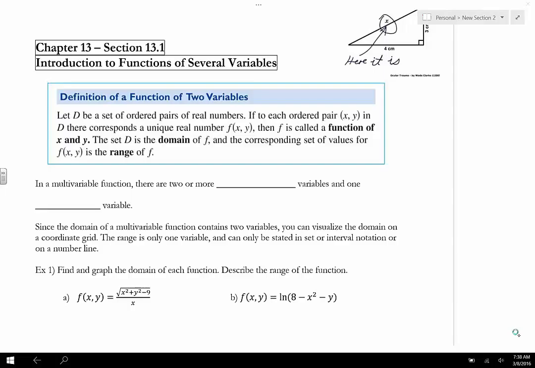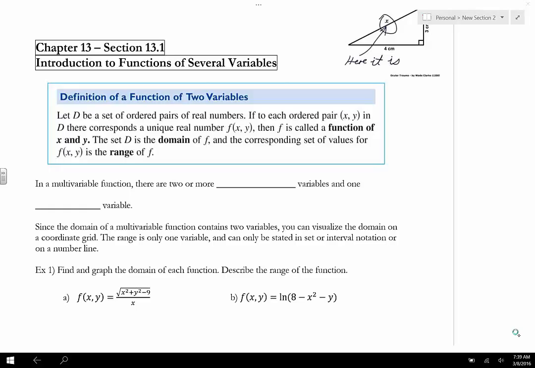So a function of two variables: let D be a set of ordered pairs of real numbers. If to each ordered pair (x, y) in D there corresponds a unique real number f of x, y, then f is called a function of x and y. The set D is the domain of f, and the corresponding set of values for f of x, y is the range of f. In other words, when we talk about multivariable functions, 3D functions, your input used to be x and your output y. Now your input is the pair x, y, and your output is z, also known as f of x, y.